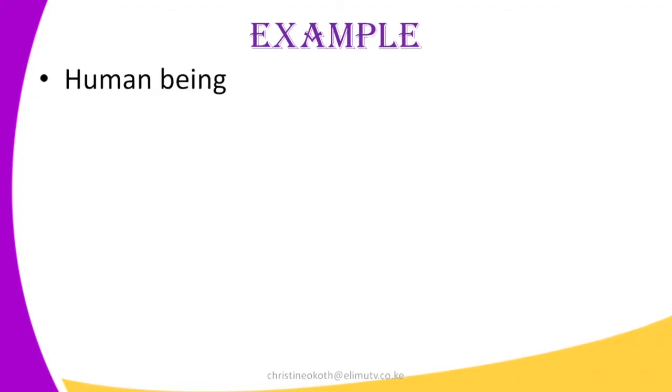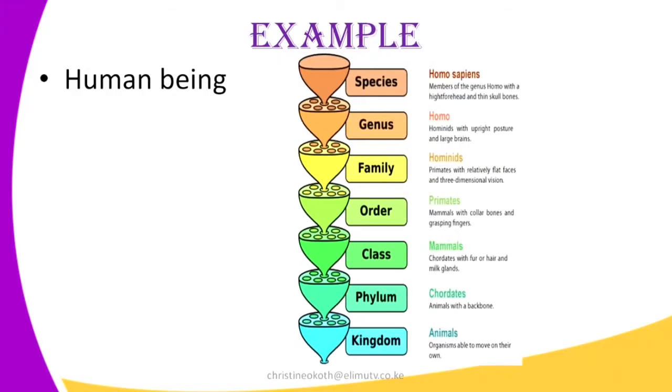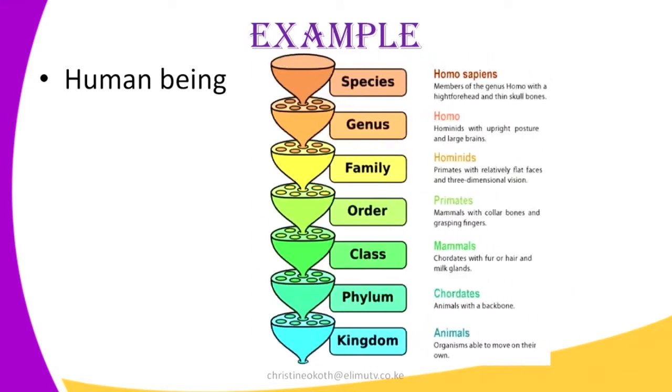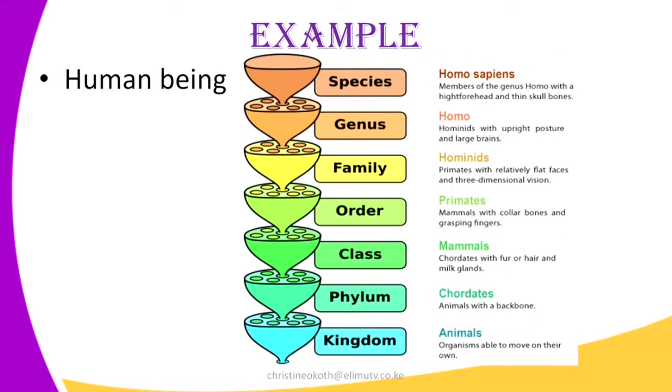So let us look at an example. For example, we want to classify a human being using the hierarchy of classification. So we start from the kingdom. A human being comes from the kingdom Animalia. These are organisms which are able to move their own body. And it is an animal because it is not able to make its own food.